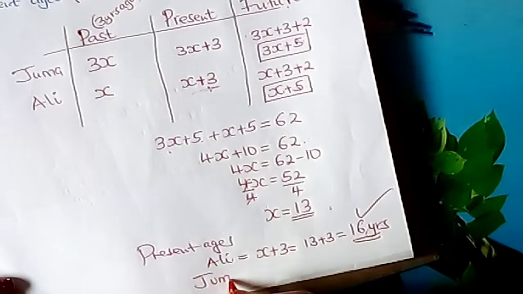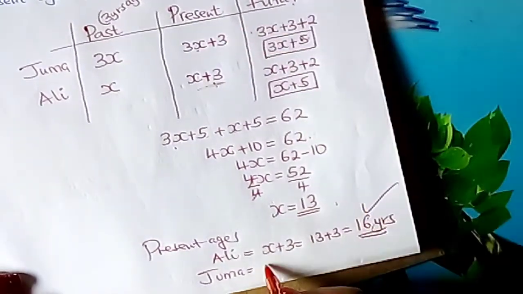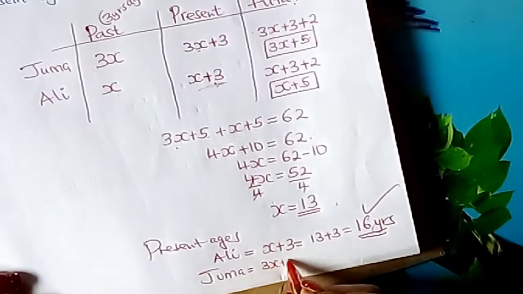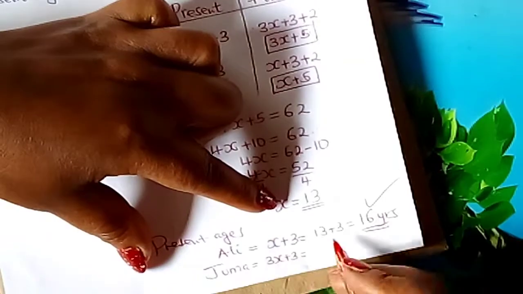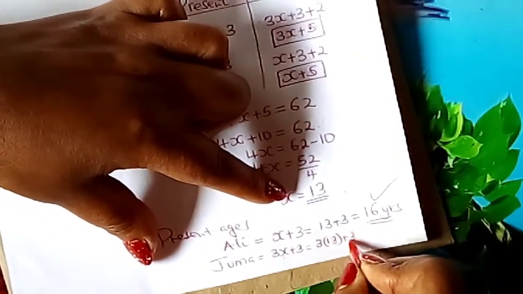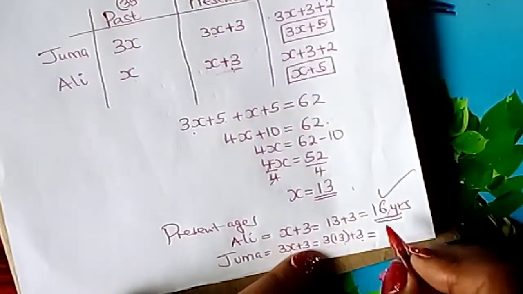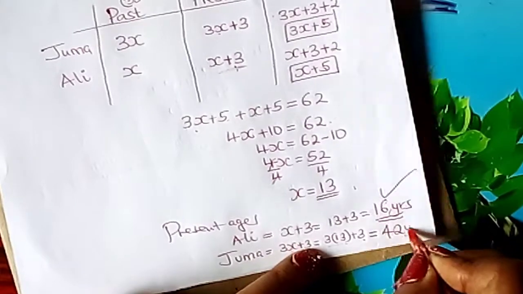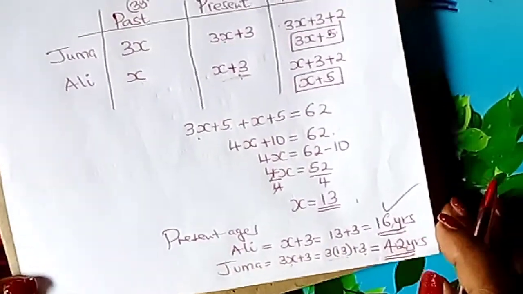You go to Juma, learner. Today Juma is 3x plus 3. So you come and write it here, 3x plus 3. You substitute your 13 here. So you talk of 3 times 13 plus 3. This gives you what? This is 39 plus 3, which gives you 42 years old. So those are their present ages.